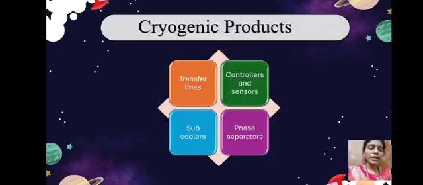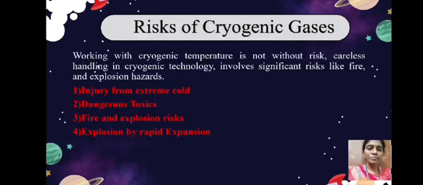Then moving to the next one, cryogenic products. The cryogenic products that are useful in day-to-day life: the first one is the transfer line, the second one is the controller and sensor, the third one is a subcooler, and the fourth one is a phase separator. These four products are cryogenic products which include cryogenic materials such as liquid nitrogen and liquid helium.